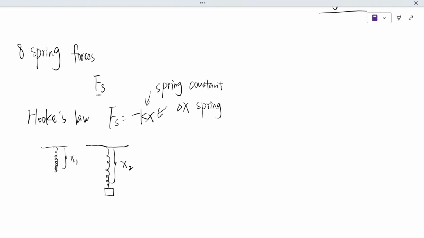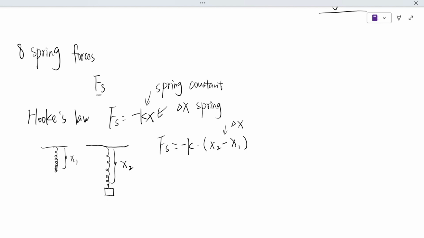And when it is asking you for the spring force, Fs is equal to negative k, the constant of the spring, times delta x. Delta x of the spring is x2 minus x1, which this is delta x. And that's it. That's how you get the spring force.